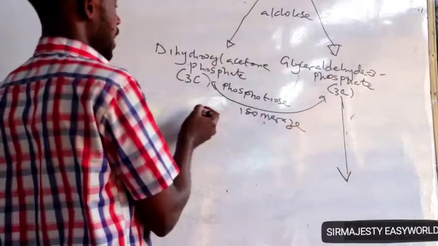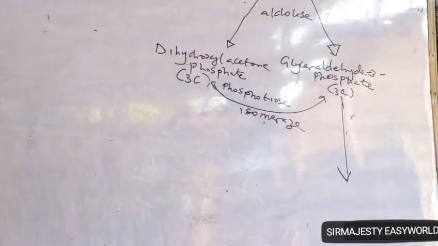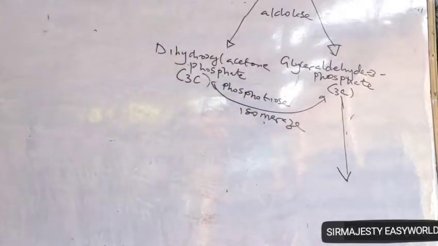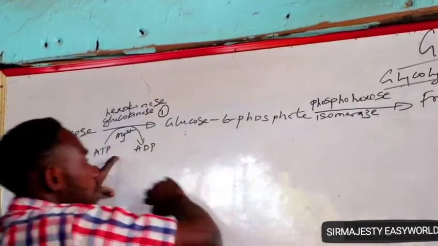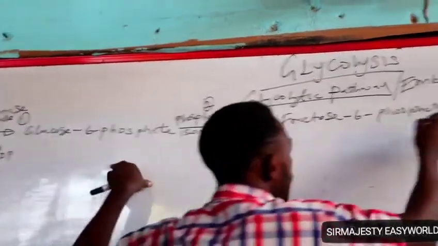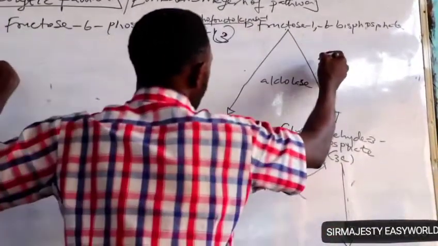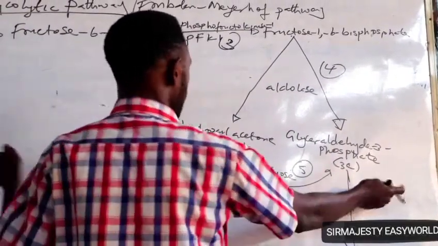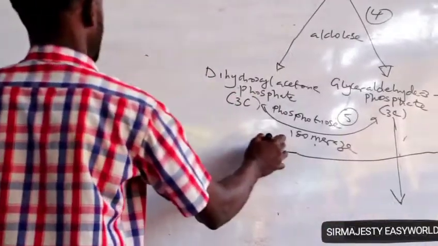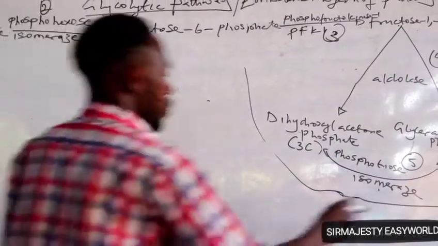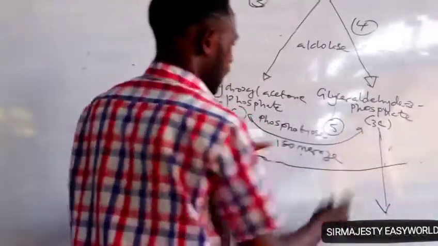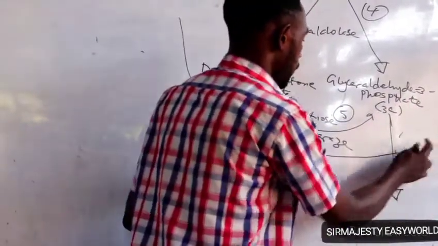Okay, this is the end of the first stage, because we have step 1, 2, 3, 4, and 5. This is step 1, step 2, step 3, then step 4. This isomerization is step 5. So this level now is just the first stage, the energy consuming stage. We are now starting here with the energy yielding stage. So the first step here is that glyceraldehyde 3-phosphate is phosphorylated.